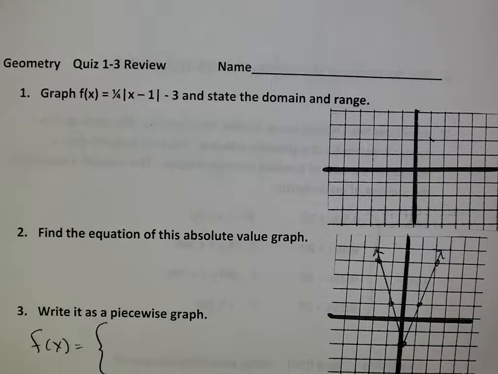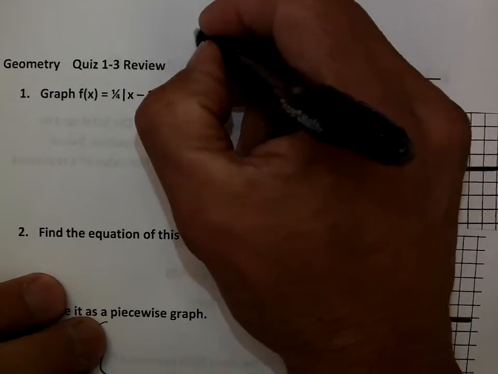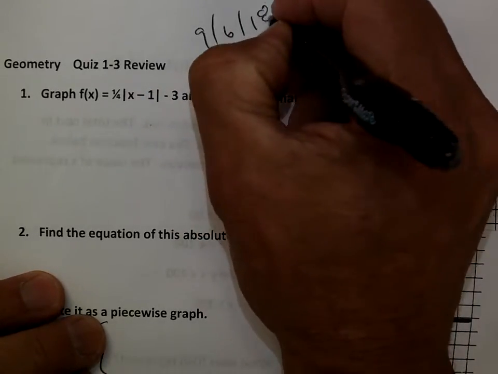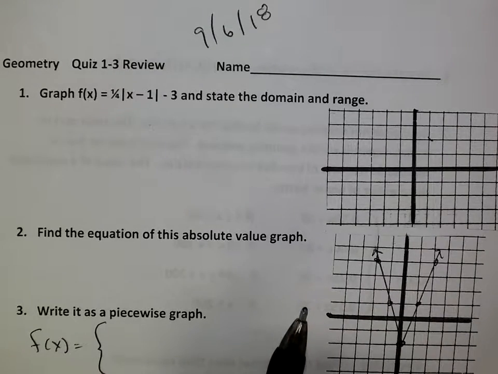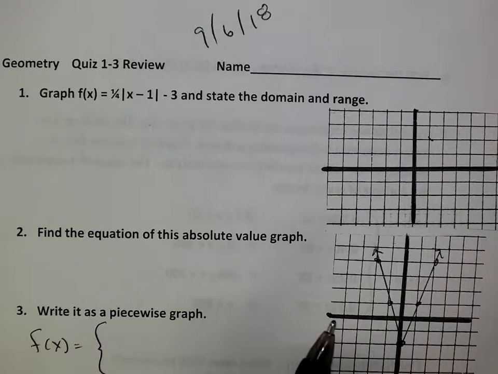All right, so tomorrow is the quiz day. 9, 6, 18, all right? So number one, you're going to have questions just like this tomorrow. They'll be slightly different. I'm not giving you the exact answers.